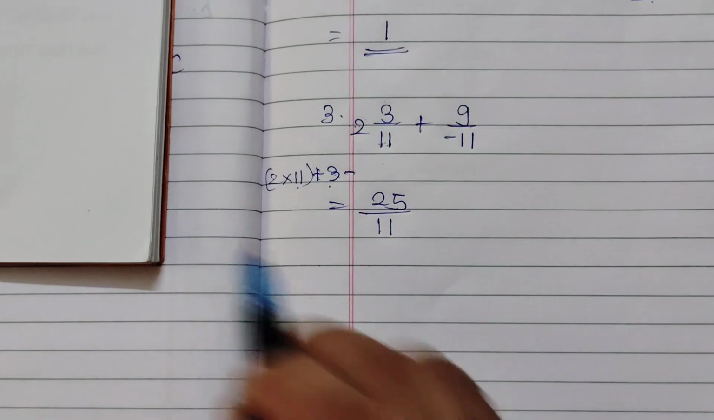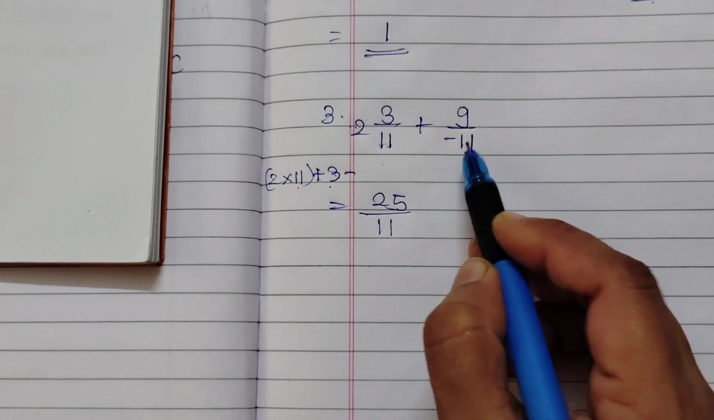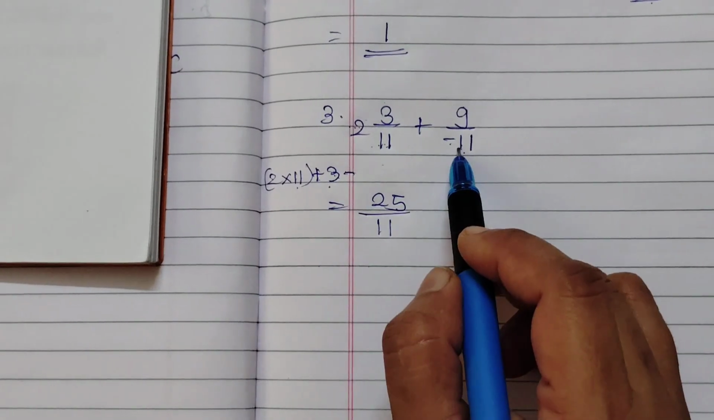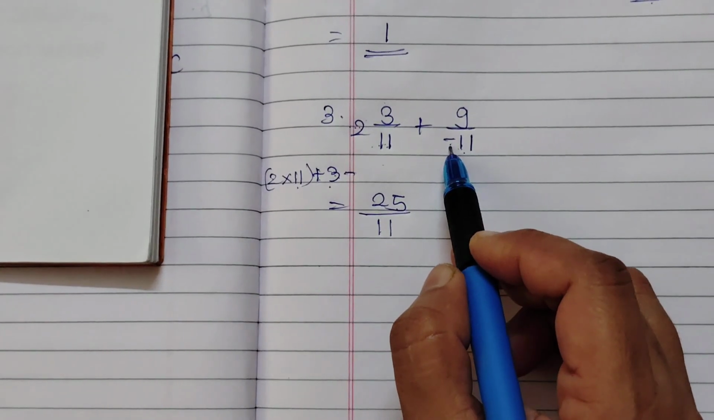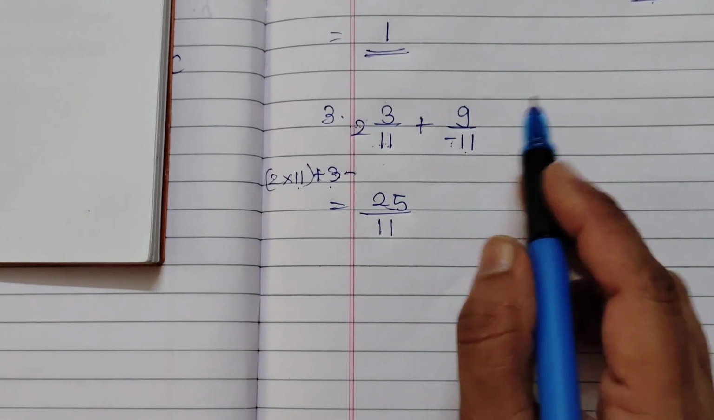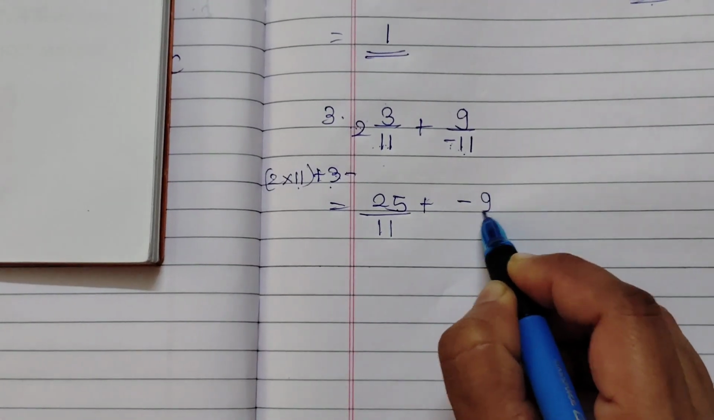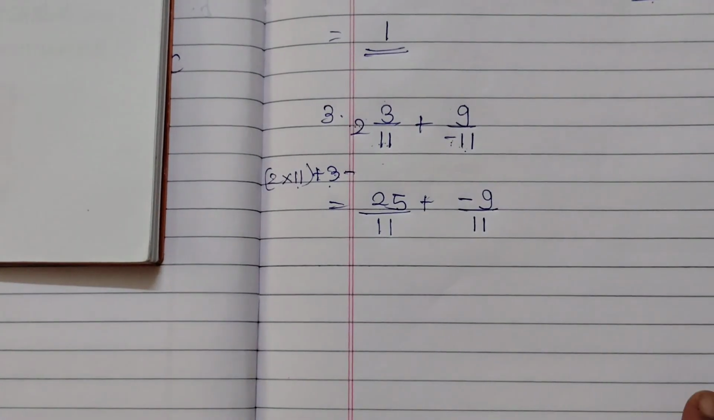Now in 9 upon minus 11, here minus 11 is there. We cannot keep a negative sign in the denominator, so we are going to shift it upwards. So 9 upon minus 11 will become minus 9 upon 11.